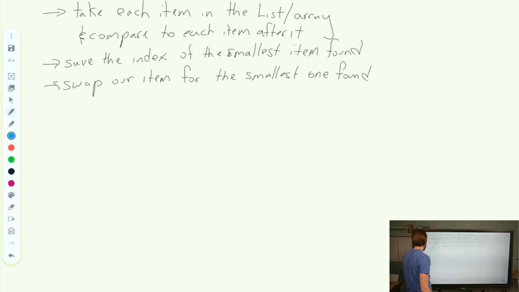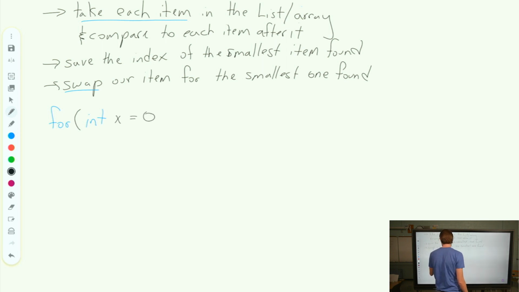Okay, so take each item. Take each item should instantly tell us we're going to need a for loop. So we're going to take a for loop, and we're going to go one item at a time. And because we're doing swaps here, we're going to need to know the placing of each item. So we're going to need the indexes. So we're going to have to use a standard for loop. So int x equals 0.